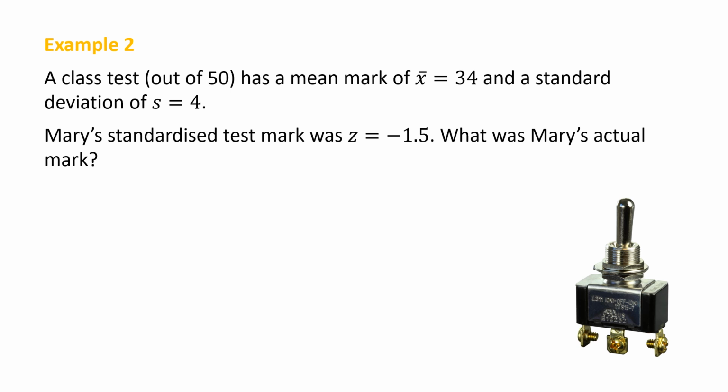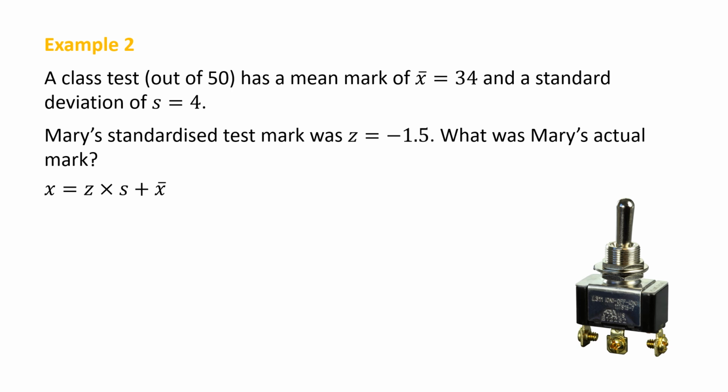So we're doing the same thing again. The only difference from example 1 to example 2 is that we've actually got some of that notation in there, x bar, s, and z. So x is going to be equal to z times s plus x bar. It's the z-score times the standard deviation plus the mean. It's exactly the same, we're just substituting in the variables rather than using the words.